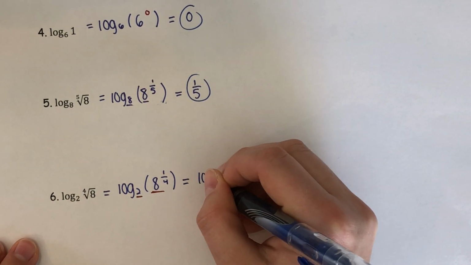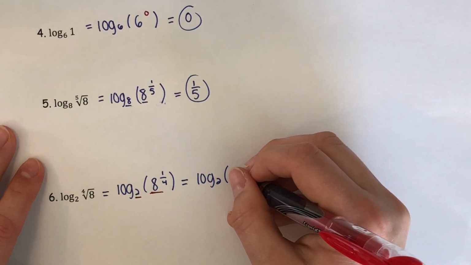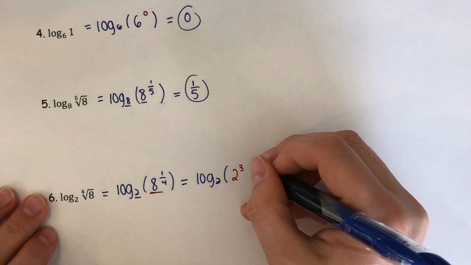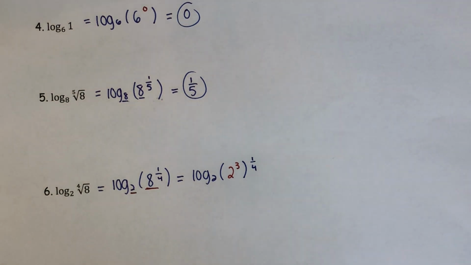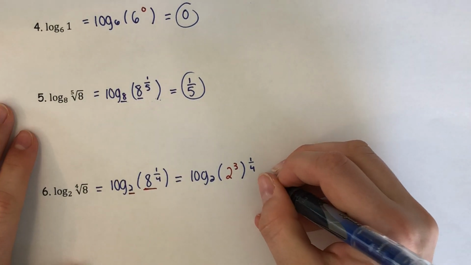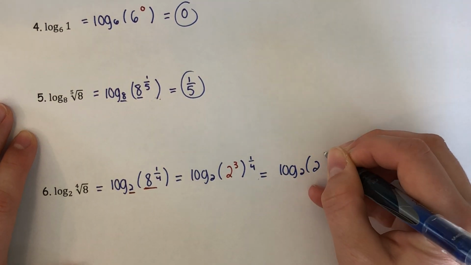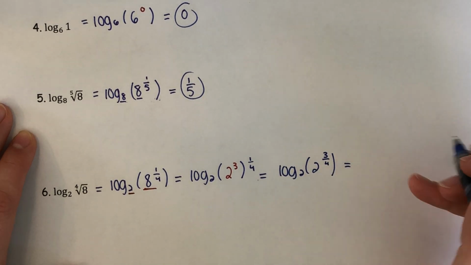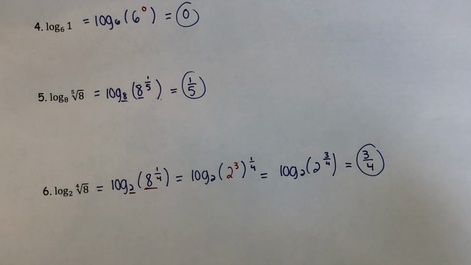So this is equal to log base 2 of, and instead of 8, I'm going to write that as 2 cubed, because 2 cubed equals 8. And it's still to the power of 1/4. And when you have something like this where you have a power to a power, we can multiply those. So this equals log base 2 of 2 to the power of 3/4. And our answer is just going to be that exponent, 3/4. So that's how you would simplify a problem like this.